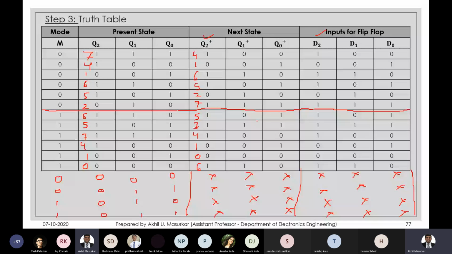This way. So start making the K-map. Now, can you answer this question? I want an answer for this question. The K-map for D2, D1 and D0 will be a 4-variable K-map or a 3-variable K-map. Type your answers in the chat box.